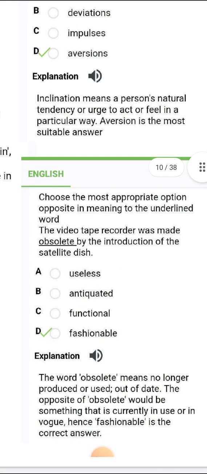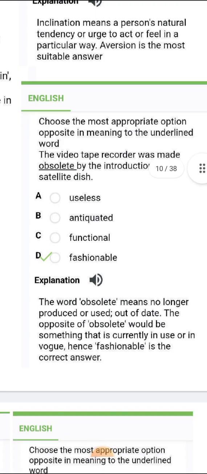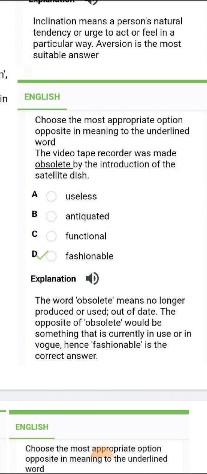Right, the next one is obsolete. The opposite word there is fashionable. So the word obsolete means no longer produced or used, out of date. The opposite of obsolete would be something that is currently in use or in vogue. Hence, fashionable is the correct answer.